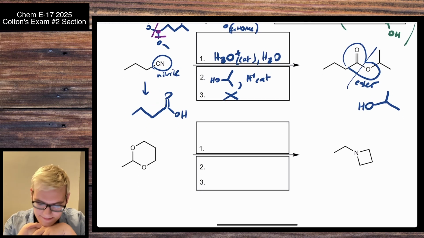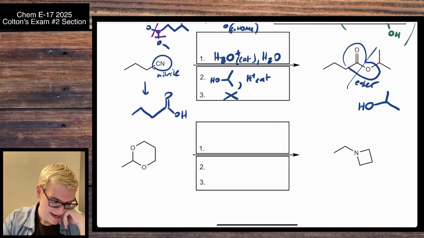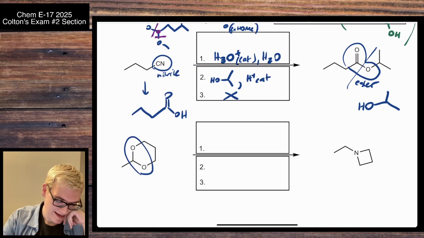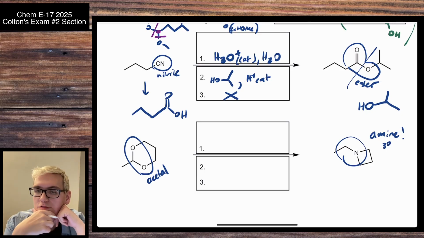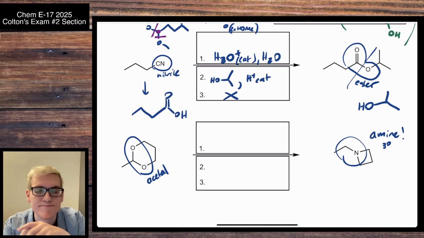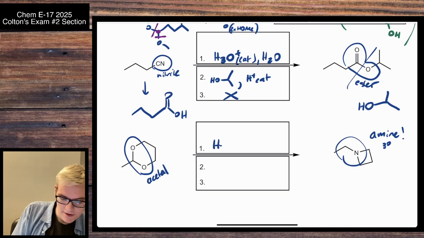Then last one here. Ooh, tricky, tricky. We have over here an acetal. And over here, we have an amine. And particularly, it's a tertiary amine. So there are fewer ways that we know to form a tertiary amine than a primary amine. Well, we only know one reaction for acetals. We can add H3O+.